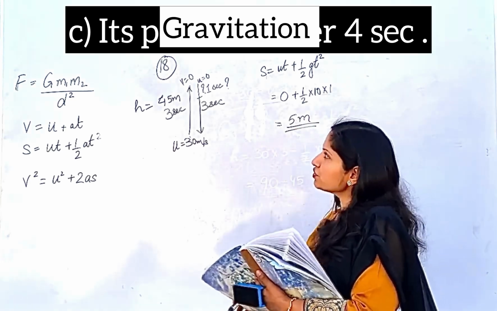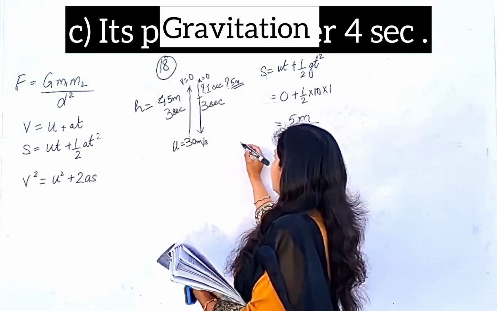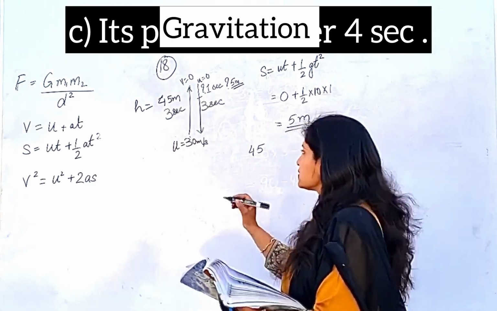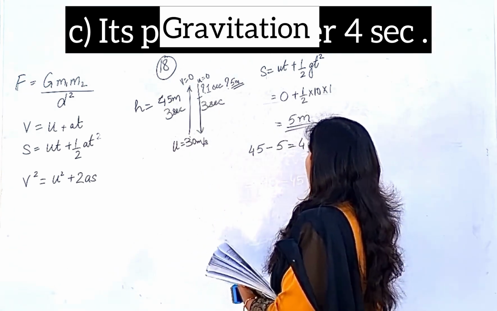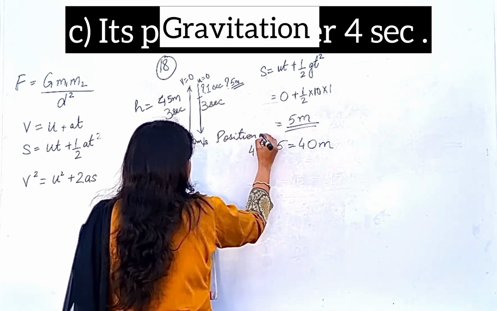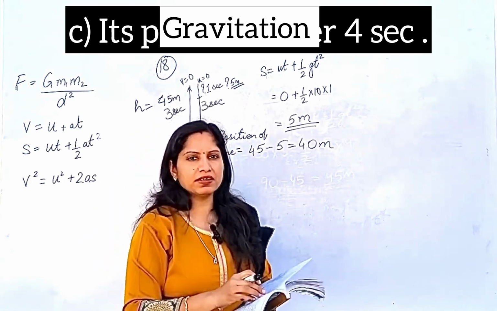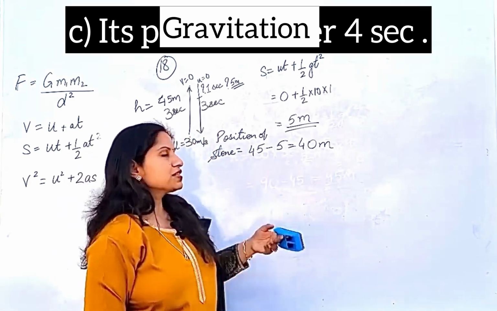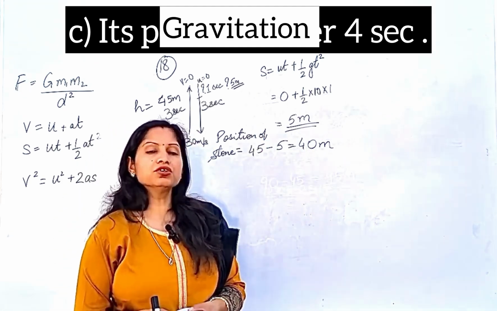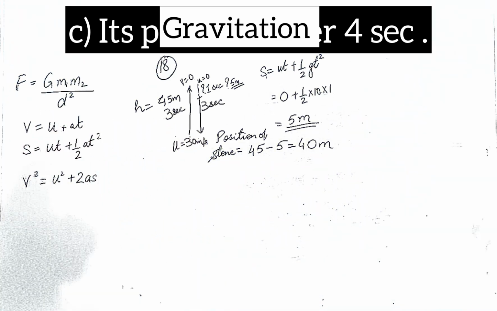So what is the position of the stone? That is 5 meters from the top, or you can say the total height was 45 meters, so the current position of the stone is 45 minus 5, that is 40 meters. Position of the stone equals total height minus the distance covered by the stone, that is 5 meters. So it comes out to be 40 meters from the ground, or 5 meters from the top. Any of the two ways you can express your answer. Again, I'm shifting to the side so you can take a screenshot.